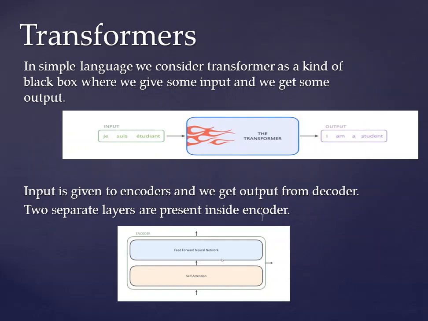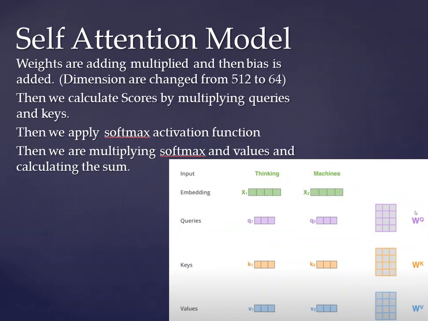So input is given to the encoders and we get the output from the decoder. Two separate layers are present inside the encoder. This is a small diagram of the encoder. Here we have the self attention layer and the feed forward neural network layer. These are the two layers that are present inside the encoder. So let us talk first about the self attention model.